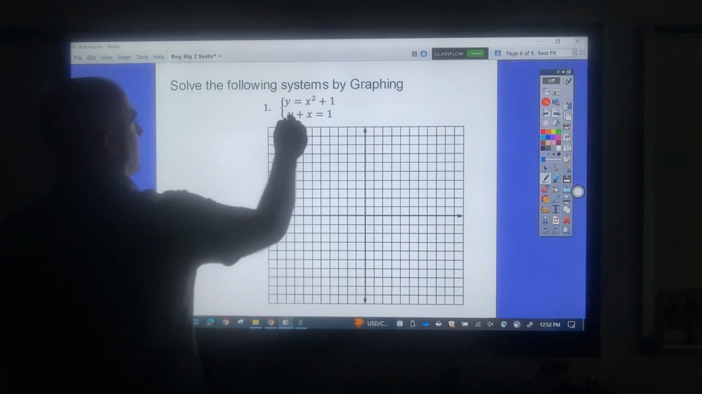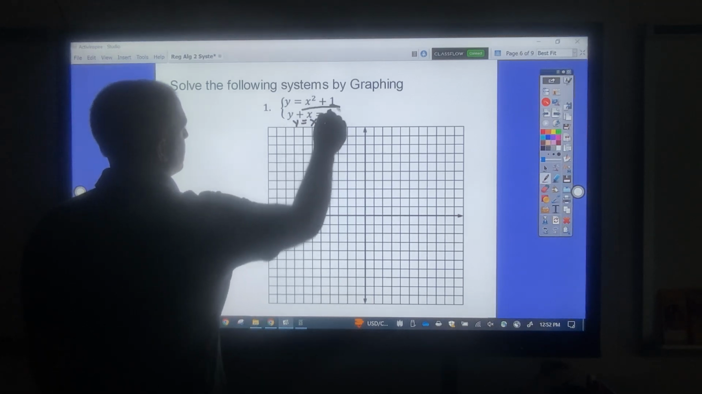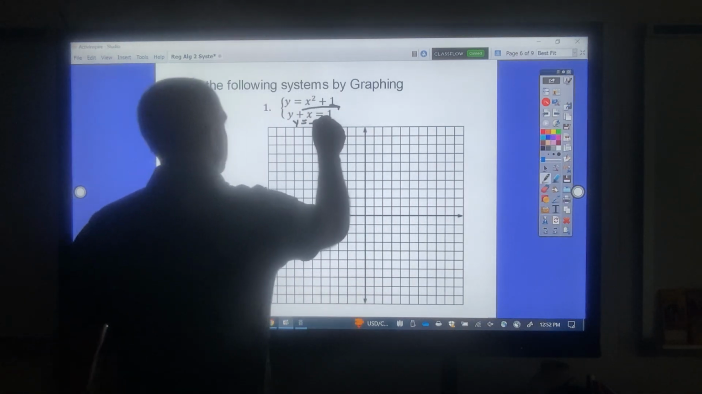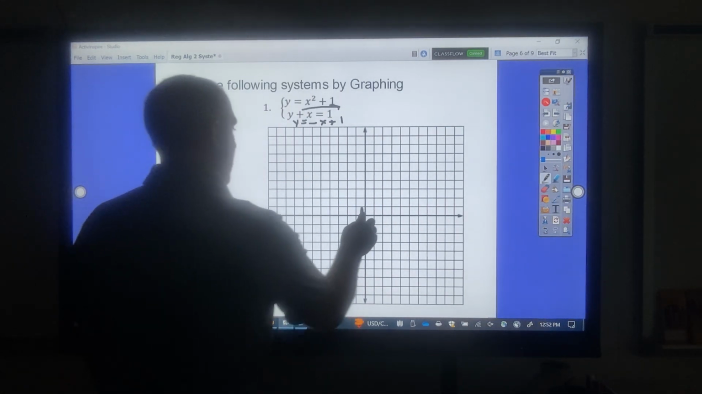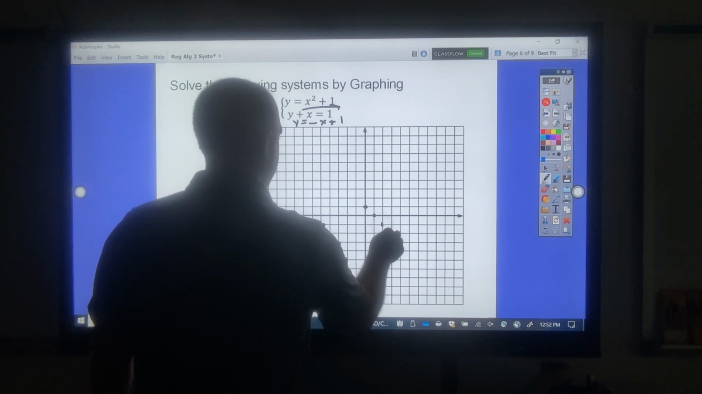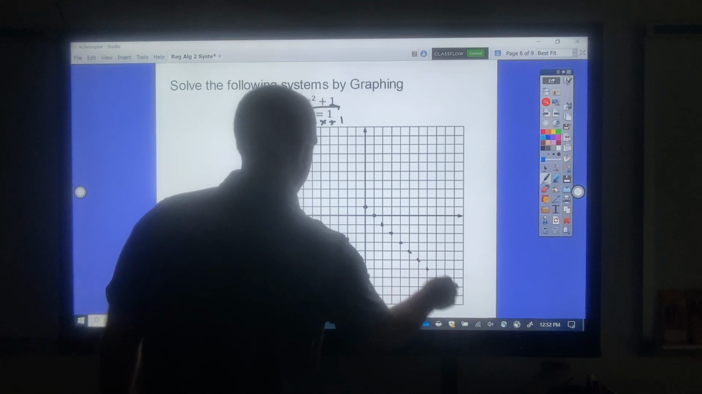Now, this is the line y equals x. I'll move that x over. So that is negative x plus 1. So I can go ahead and graph that. That's up 1, then down 1. You may have to make a bunch of dots to make sure your graph is accurate.